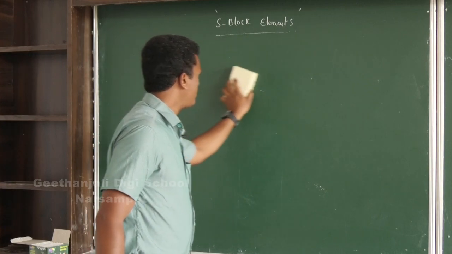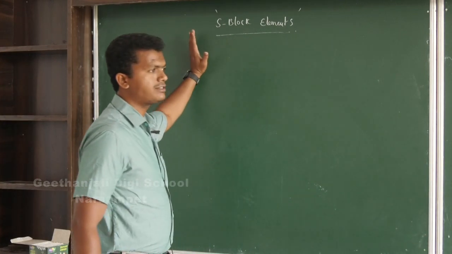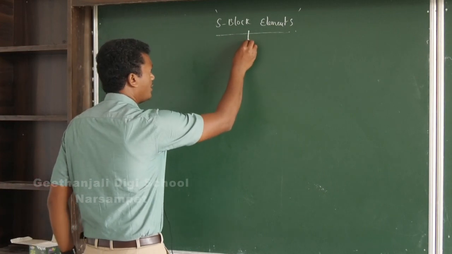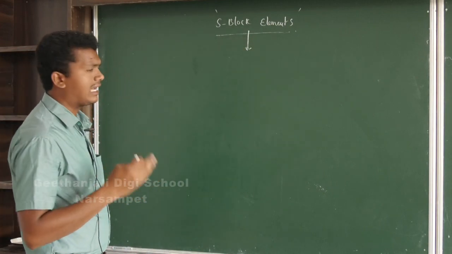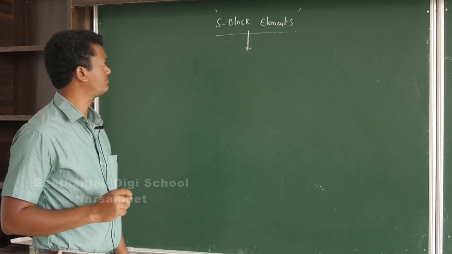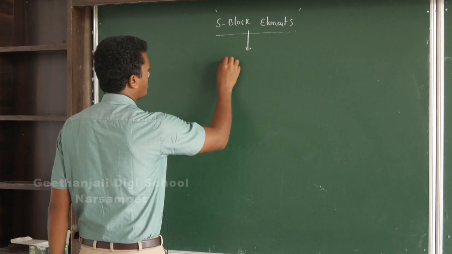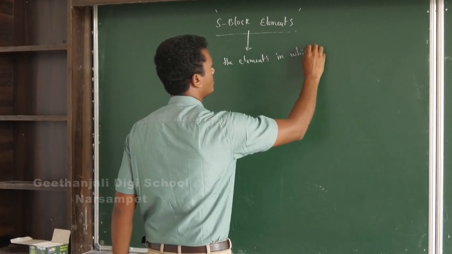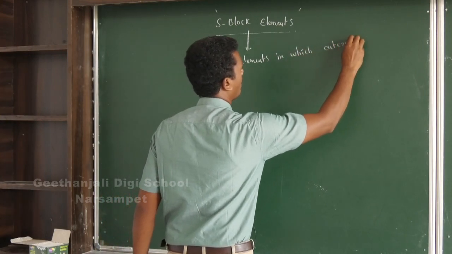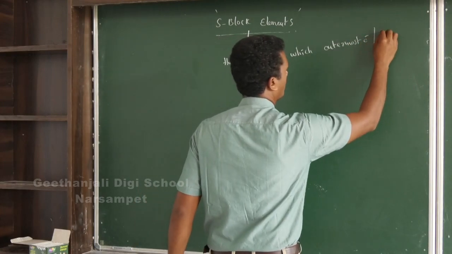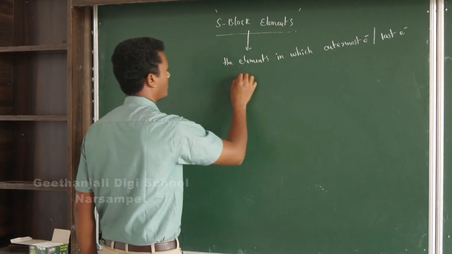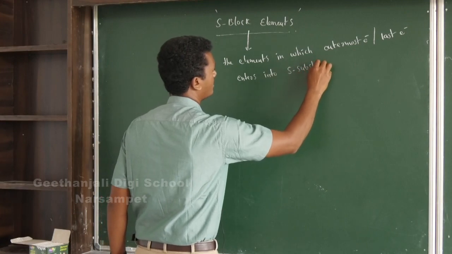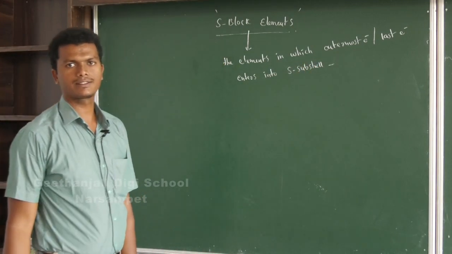So that is about the placement of S block elements. S block elements are placed at the left hand side of the periodic table. Now see, what is the definition of these S block elements? What is the classification of the S block elements? We will see now. The elements in which the outermost electron or last electron enters into the S subshell are called S block elements.